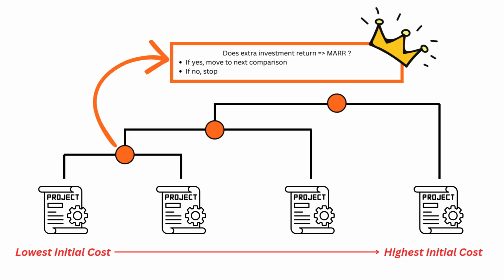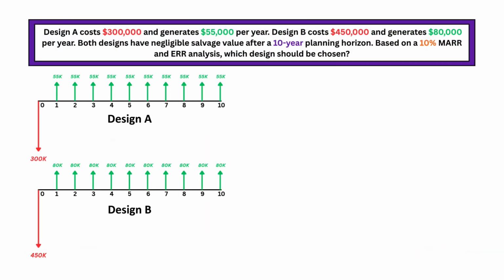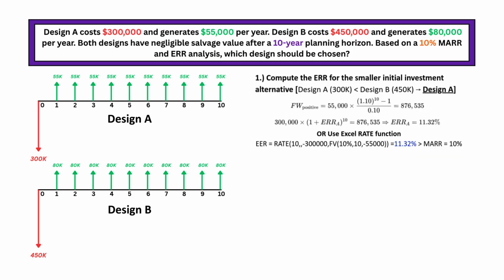ERR handles this cleanly. For example, suppose Design A costs $300,000 and generates $55,000 per year for 10 years, while Design B costs $450,000 and generates $80,000 per year for 10 years. The MARR is 10%. We start with the lower-cost option, Design A. Computing its ERR gives about 11.32%, which is greater than the MARR, so Design A is economically justified.